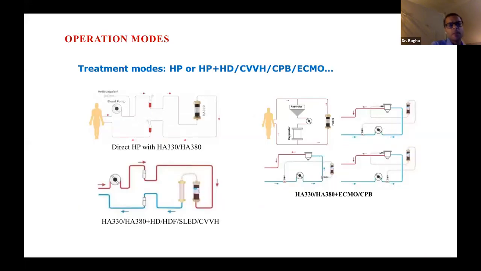So if you look at the operation modes, you can use the HA330 cartridge by just doing plain hemoperfusion using the normal hemodialysis machine. You can use it concurrently with dialysis as well, so you can either do SLED or CRRT with this patient, and it can also be used in patients undergoing ECMO. So you can actually connect it to the ECMO circuit as well.